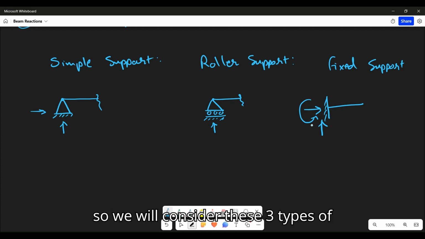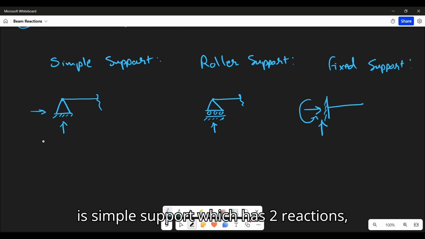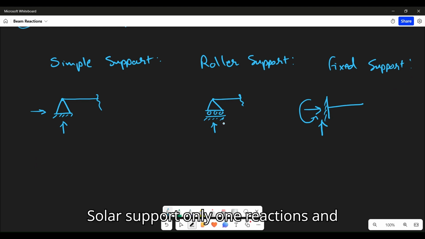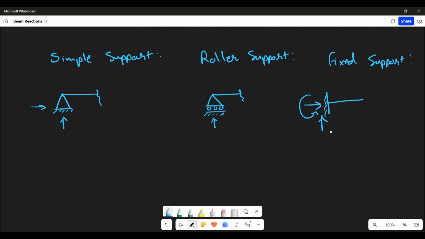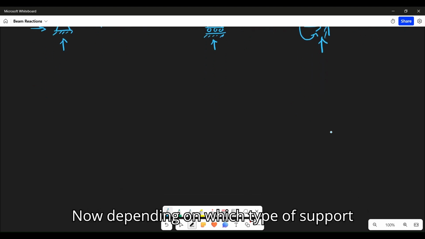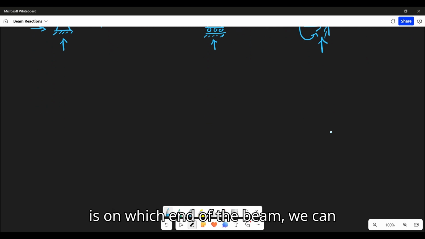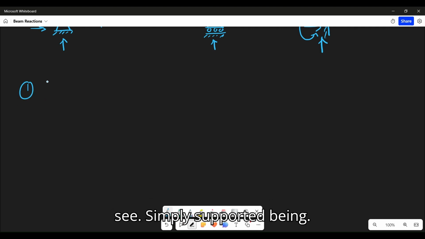Right. So we will consider these three types of support further in types of beams. First is simple support, which has two reactions. Roller support, only one reaction, and fixed support, which has three reactions. Right. Now let's move to types of beams. Now, depending on which type of support is on which end of the beam, we can decide the type of beam. So first, we will see the simply supported beam.